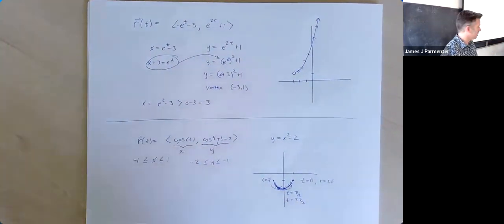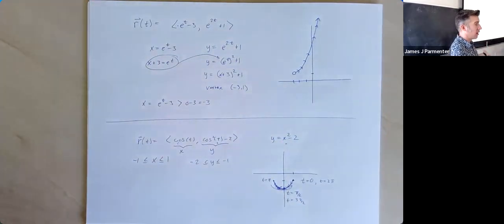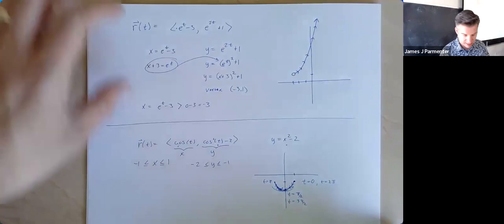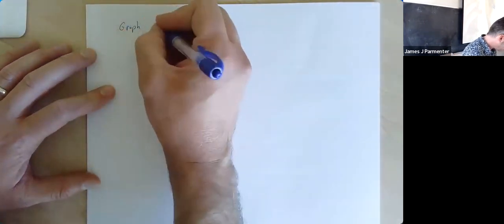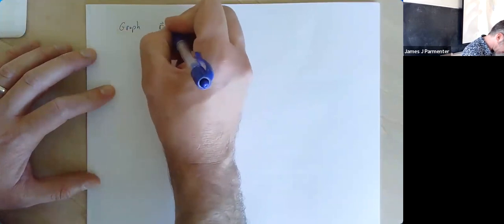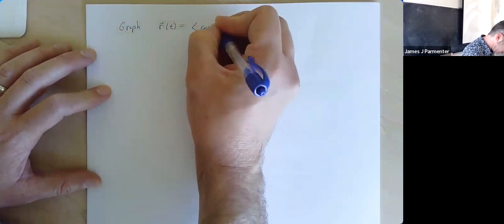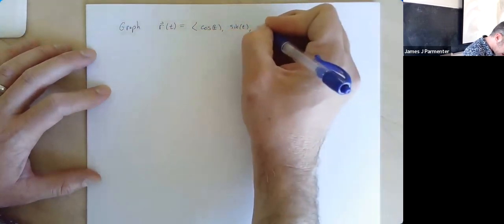So just because you get the relationship of y equals x squared minus 2 does not necessarily mean you get the entire graph representing that. It really depends on what x and y are defined to be equal to. It's kind of neat. Let's look at some different examples. Let's say we want to graph the position function r of t equal to cosine of t, sine of t, t squared.